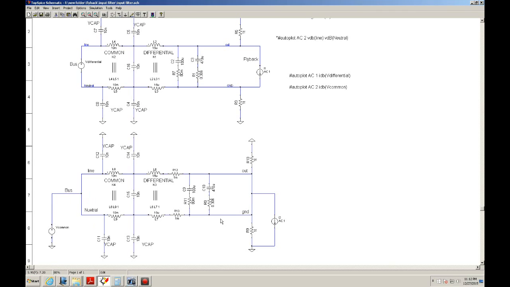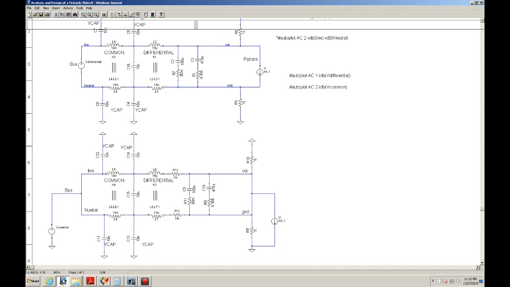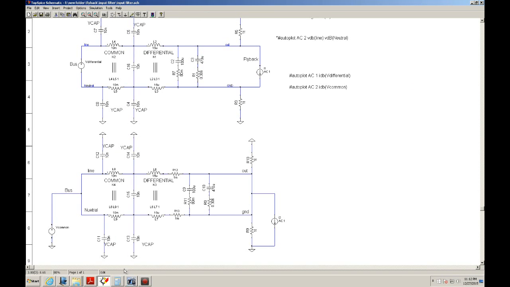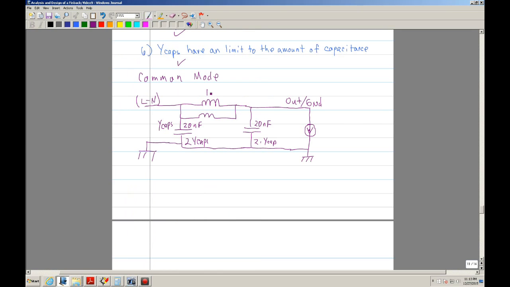So before we do any simulations, let's see if we can calculate what we should expect. Let me go back just to be sure, it's 10 millihenries, 10 millihenries, and then these are 20, and these are 20. Since these are in parallel, the total should be 5 millihenries.